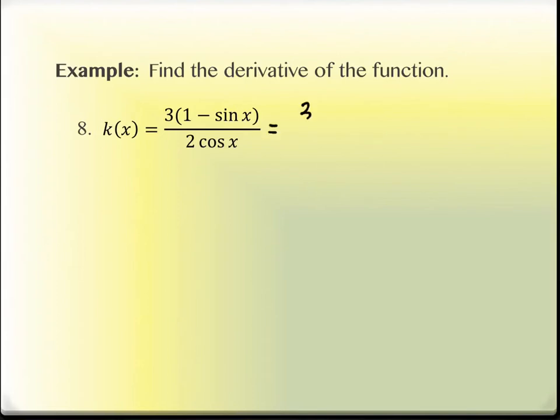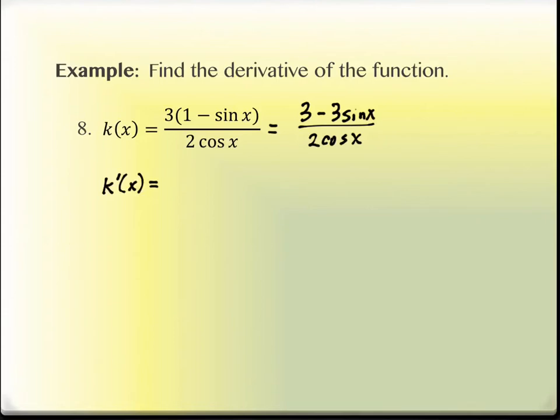I would write this as 3 minus 3 sine of x over 2 cosine of x. Is that okay? If there's a simple cleanup that we can do to make the derivative process have less parentheses and things like that, yeah, go for it. All right, so what is the basic rule I'm going to be using on this particular one? Yeah, it's the quotient rule.